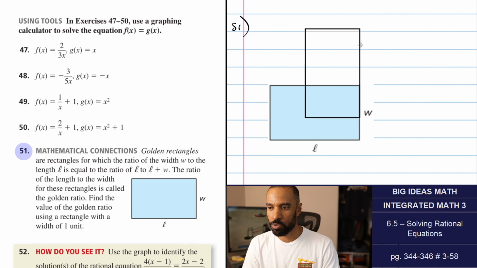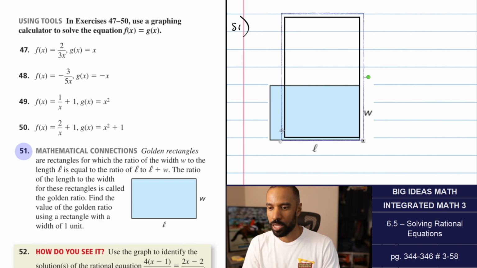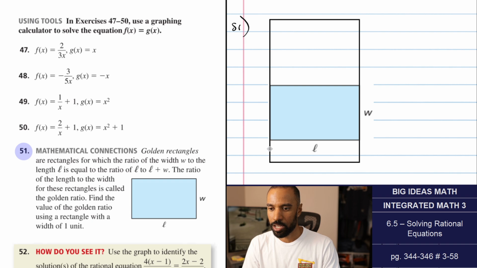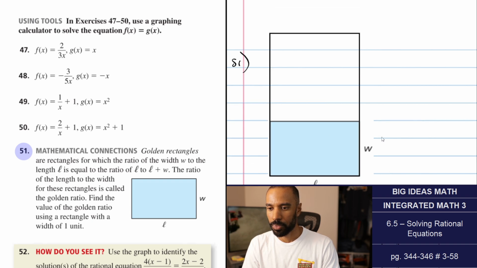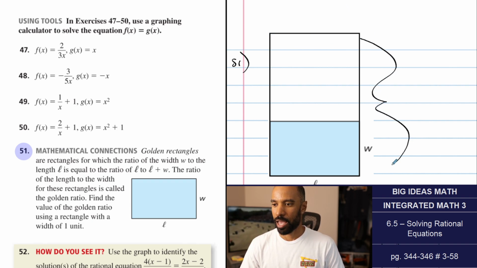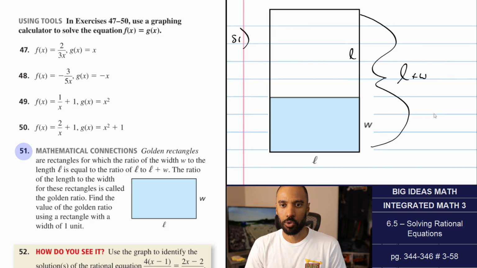So this is what we're doing. We're expanding upward. Like that. This is now L plus W, because this is L. This there is that same length as that L right there. So this is golden ratio variety.